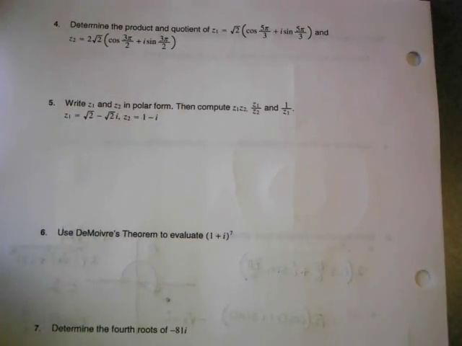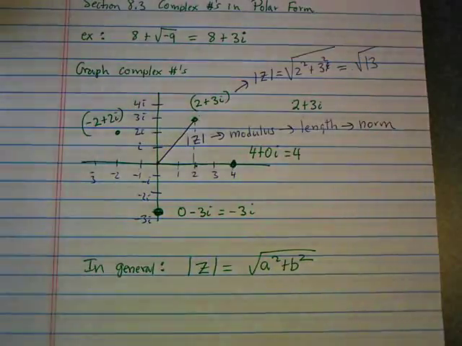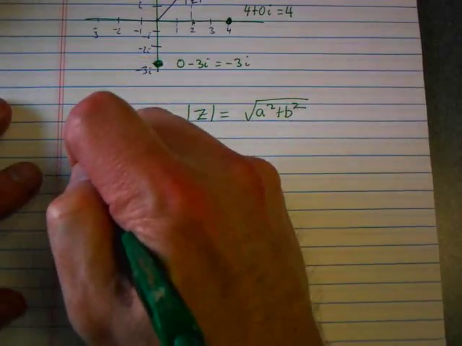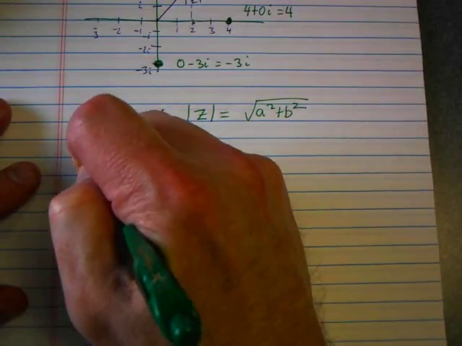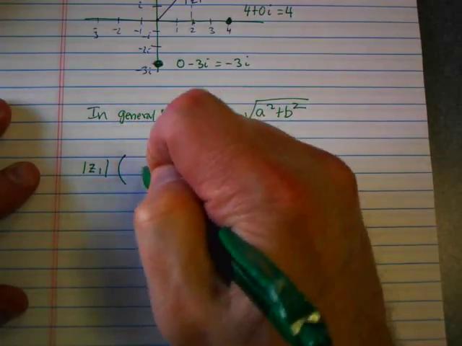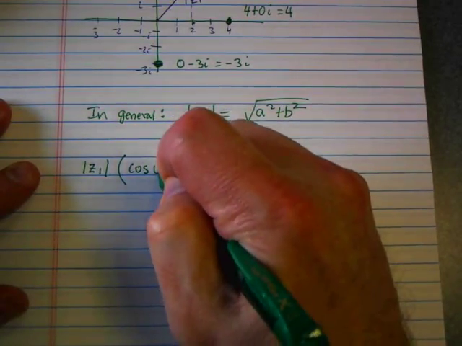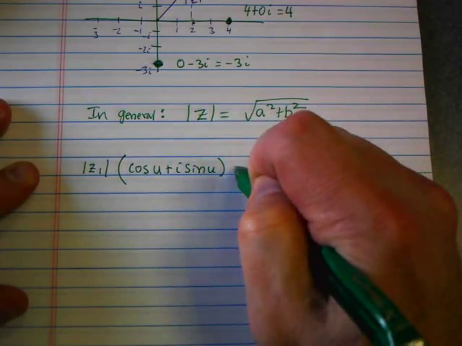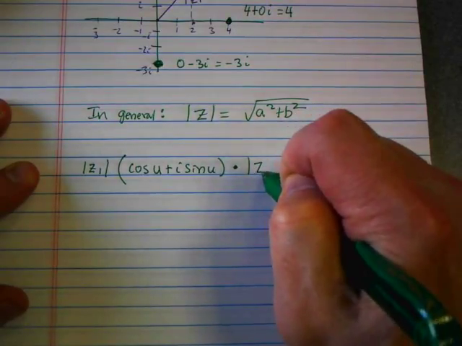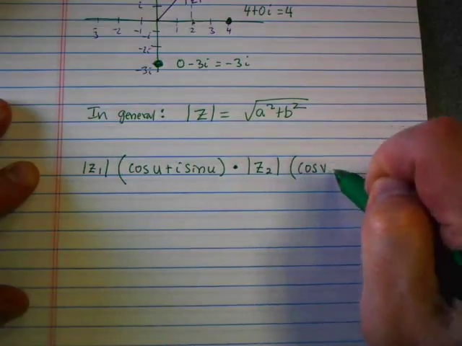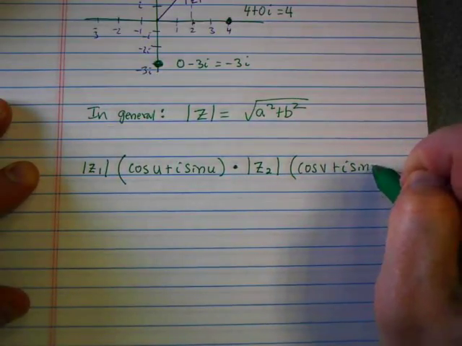Determine the product and quotient of those numbers. Oh no, looks awful, doesn't it? Good news is it isn't. So I'm going to give you z1 times cosine u plus I sine u, and I'm going to multiply by z2 cosine v plus I sine v.